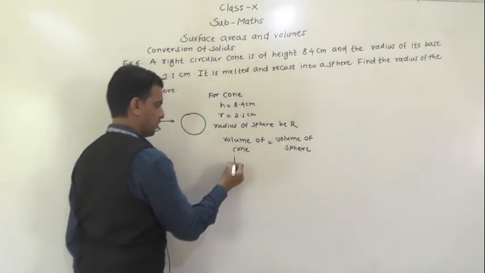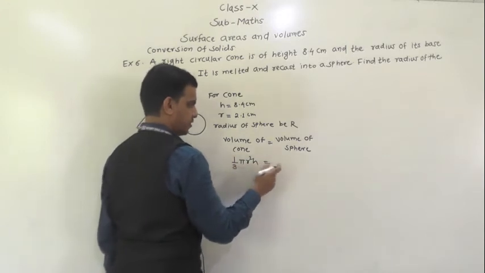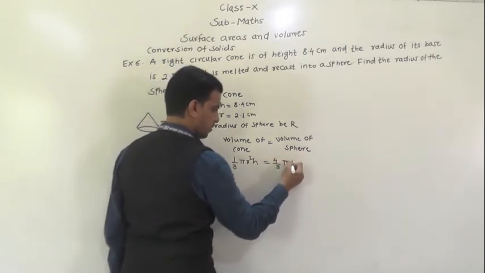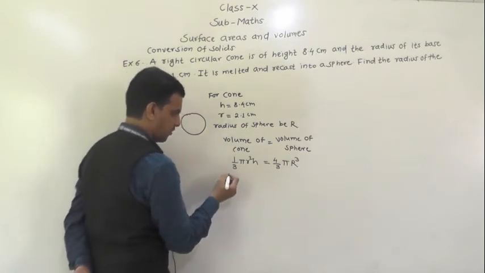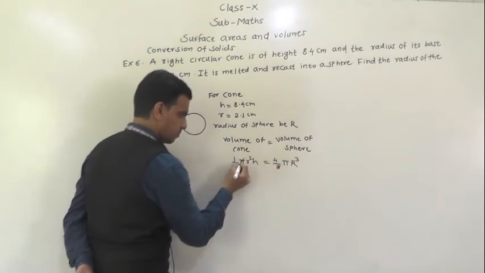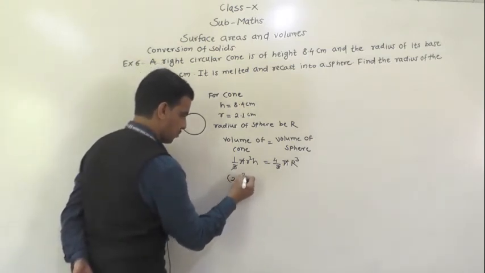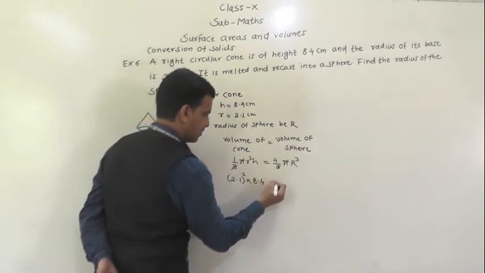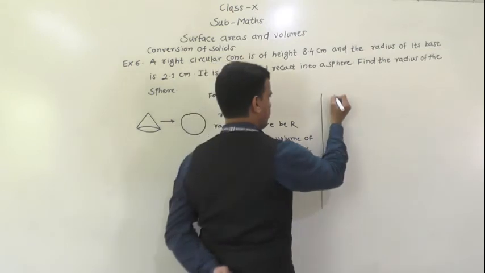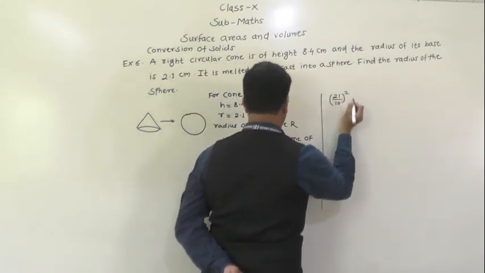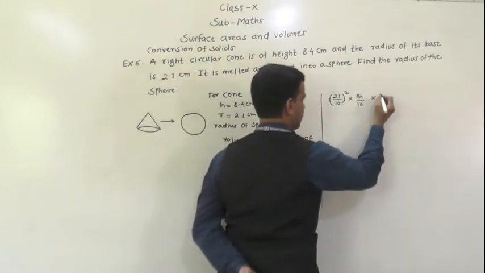We know that the volume of a cone is 1/3 pi r square h. The volume of a sphere is 4 by 3 pi and the radius is capital R, so R cube. Now which quantities can we cancel? This 3 and this 3, this pi and this pi. So r square h, what is r? 2.1 square into h, which is 8.4, is equal to 4 into R cube. If we simplify this, 2.1 we can write as 21 by 10 bracket square, 8.4 again 84 by 10, and this 4 we shift here, so that is 1 by 4.